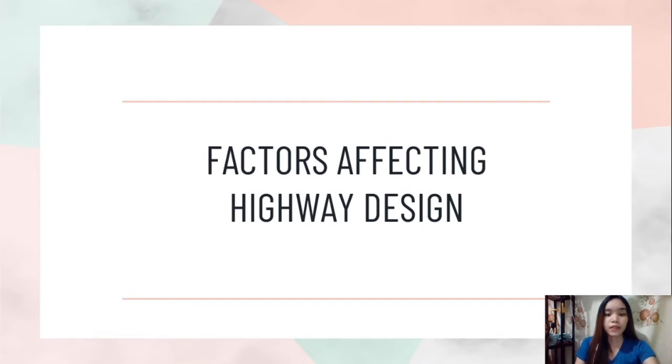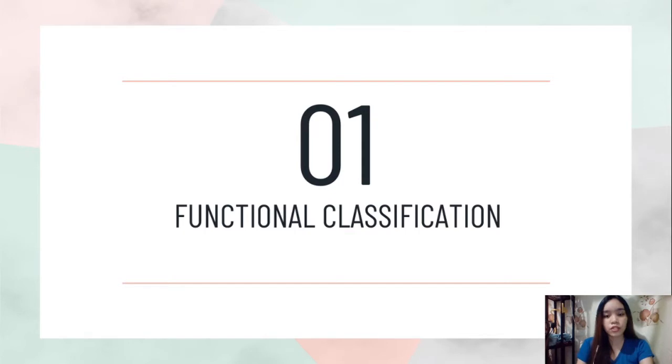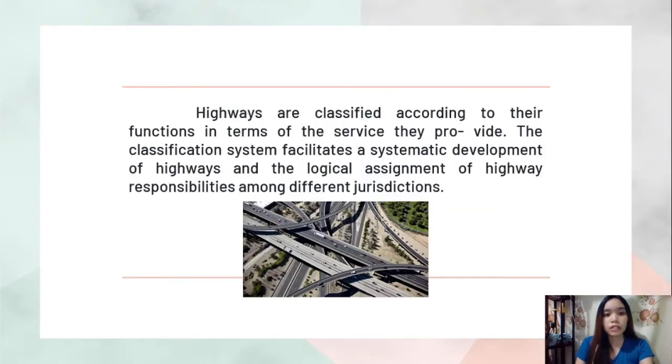Next are the factors affecting highway design. Highway design is based on specified design standards and controls, which depend on the following roadway system factors. The first one is the functional classification. Highways are classified according to their functions in terms of the service they provide. The classification system facilitates a systematic development of highways and the logical assignment of highway responsibilities among different jurisdictions.